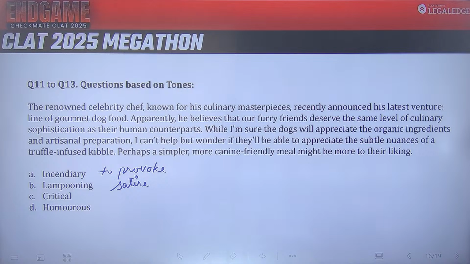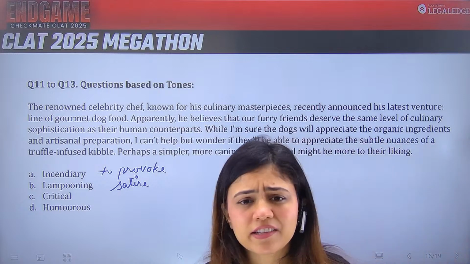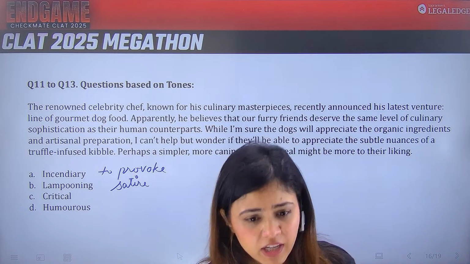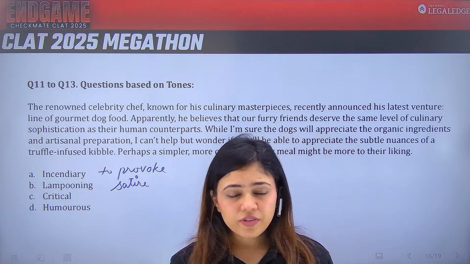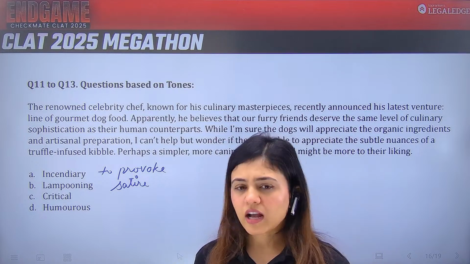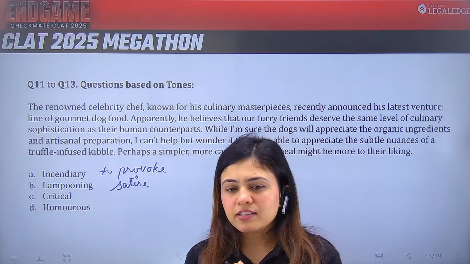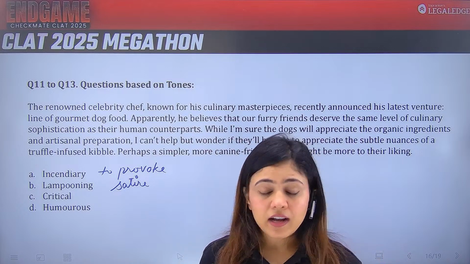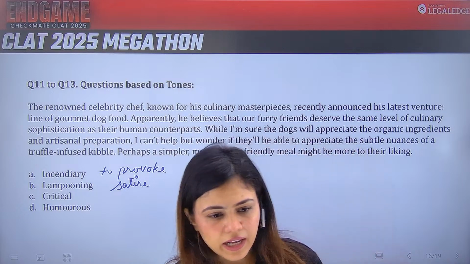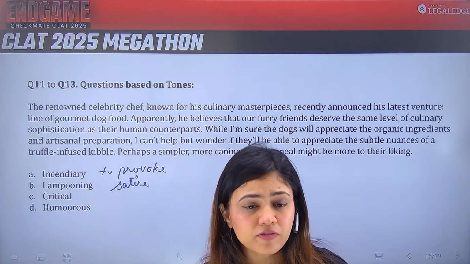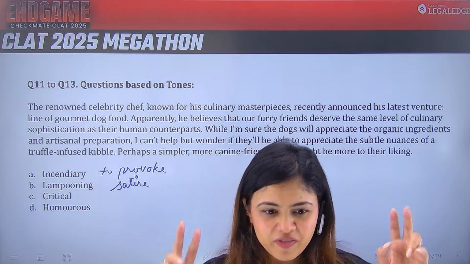So let's try to understand what this passage is trying to imply. तो हमें पता चलता है कि there is this renowned celebrity chef जो कि he is well known for his culinary masterpieces. काफी अच्छा cook है वो, and he has recently announced his latest venture, and he has started a line of gourmet food, dog food. Okay, to be very precise.